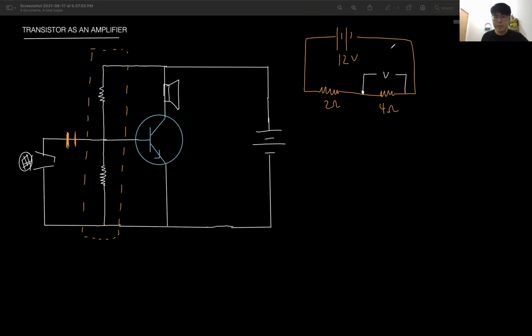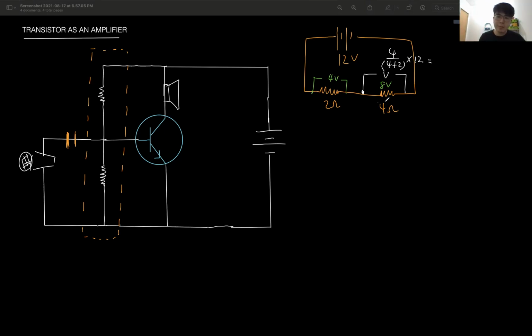How do I calculate the voltage here? I take 4 over the total resistance, 6, meaning 4 plus 2, and then I times 12. I get 4 over 6 times 12. I get 8 volt, right? So here is 8 volt. If this is 8 volt, then this one is 4 volt. So this is a potential divider, meaning that the 2 resistors each share a certain portion of the voltage.